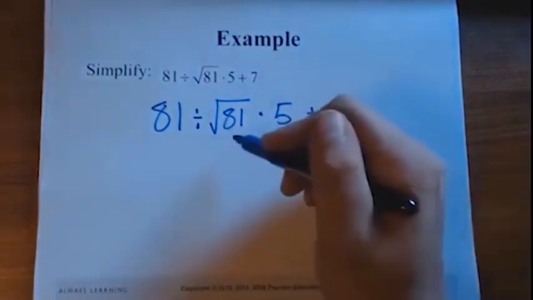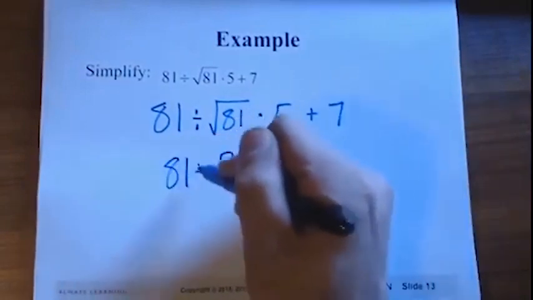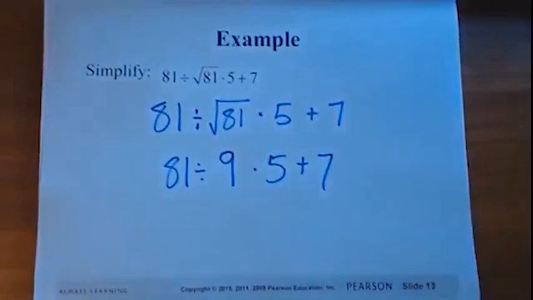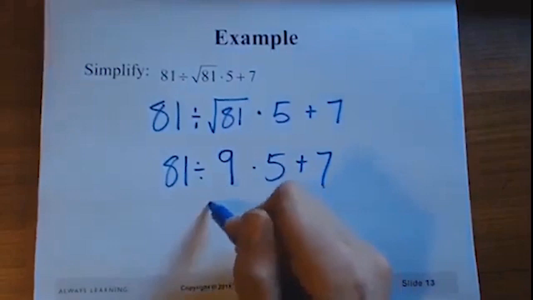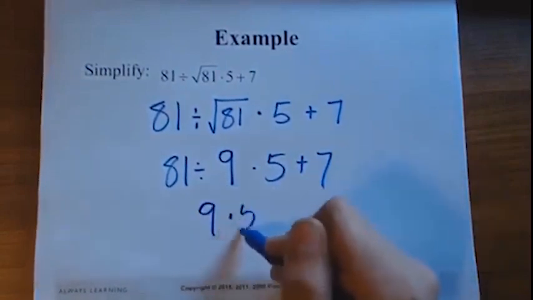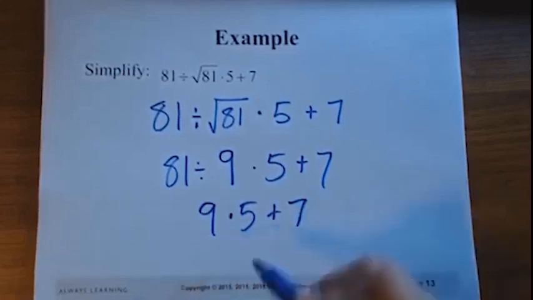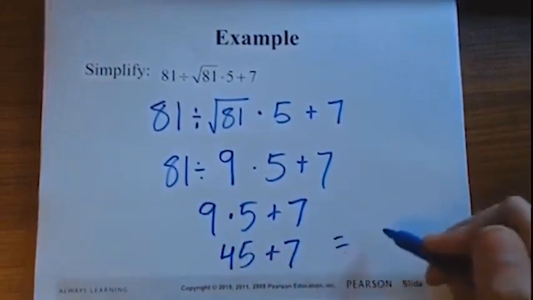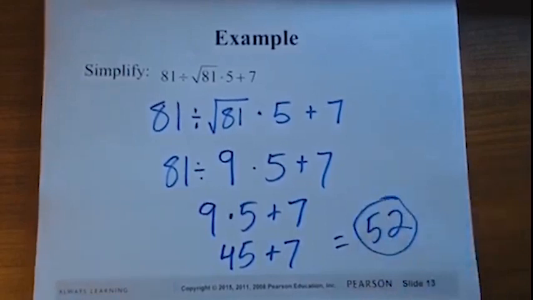Okay, so first, the square root of 81 is 9. Everything else gets written down. Multiplication and division from left to right. So 81 divided by 9 first, that's 9. Then the multiplication before the addition. 9 times 5 is 45. Plus 7. Our answer is 52.